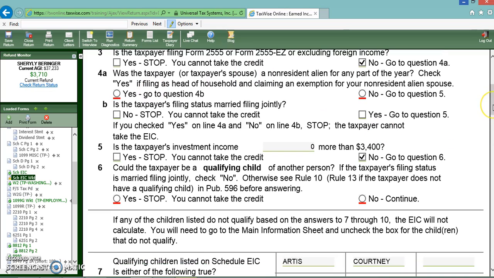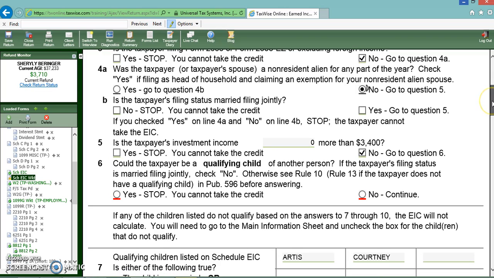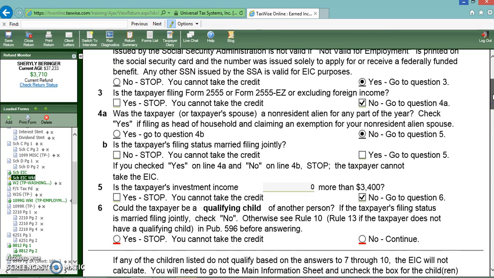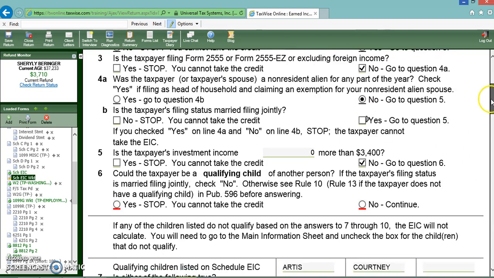The next red one is 4A. Was the taxpayer a non-resident alien for any part of the year? Okay, so if the taxpayer just became a resident alien during the year, which was part of the year, then you would check yes. But if they've been a U.S. citizen, resident, or resident alien for the whole year, then you just put no. And then we'll come down to the next question.